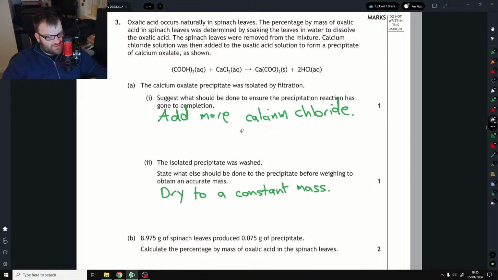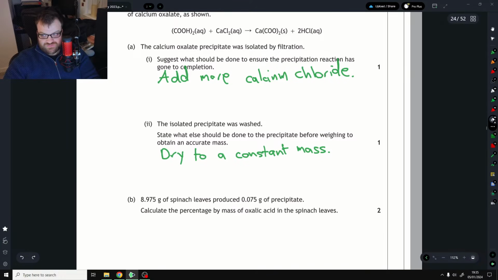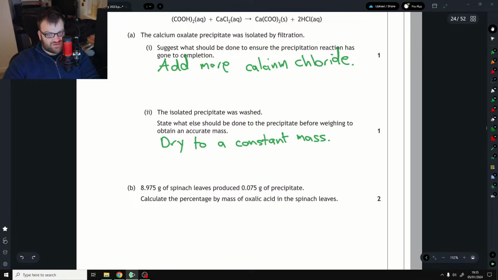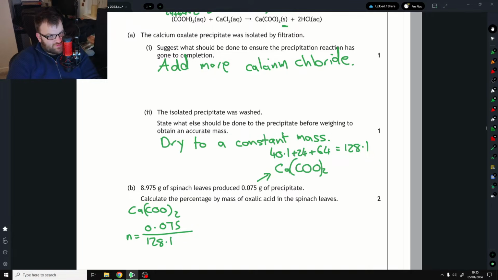Next, we want the percentage by mass of oxalic acid given that we make 0.075 grams of precipitate. Well, the precipitate is going to be your calcium oxalate, which is the solid on the right hand side of the equation. We also need to know the GFMs of both of them, and that will help us in our calculations. So first, start with the calcium oxalate. We know the mass. We can work out the GFM. There's a GFM of 128.1. Work out number of moles. Gives you 5.85 times 10 to the minus 4 moles.